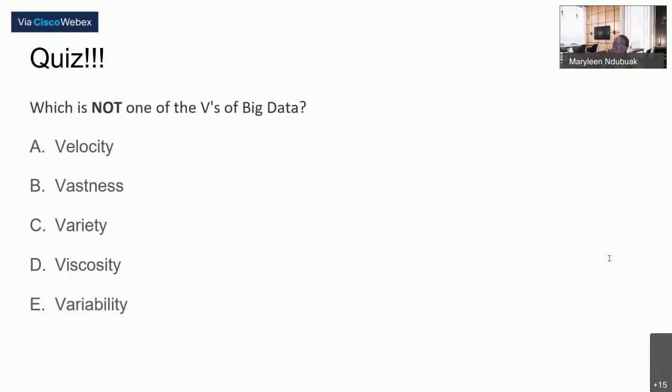Okay, so if you were paying attention, when I mentioned volume, I did mention vastness. Vastness is just a synonym of volume. So it's vast, like so many. Actually, when you talk of big data, we're talking about the volume of data that is being produced. So that is correct. So definitely viscosity, I know it's a very common term when it comes to oil and gas, but for this one, no, it's not one of the V's of big data. So you're correct when you say viscosity. Well done, everyone.